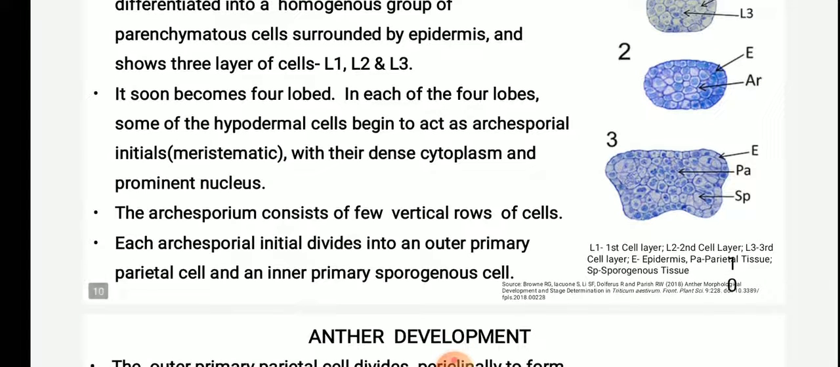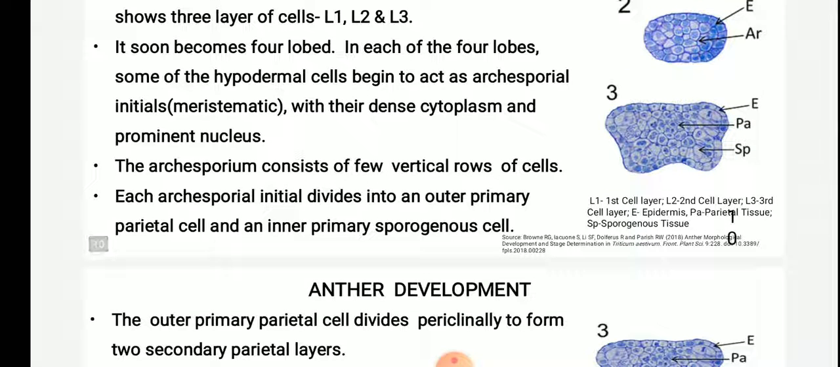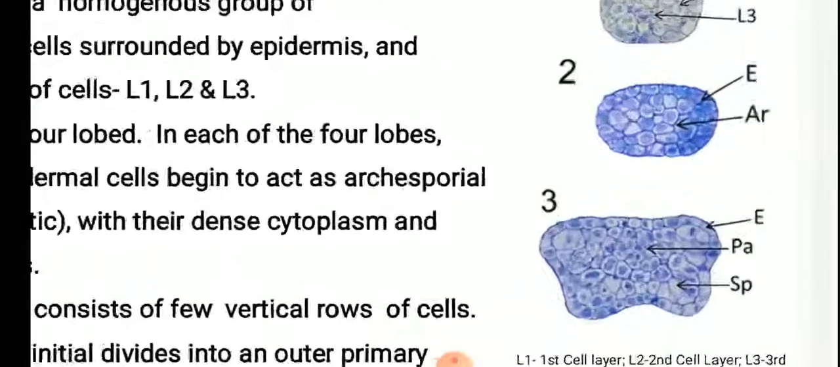It soon becomes 4-lobed. So now lobing of the anther is taking place, and the anther is getting a definite shape of 4 lobes. In each of the 4 lobes, some of the hypodermal cells begin to act as archesporial initials with their dense cytoplasm and prominent nucleus. So you will see that.